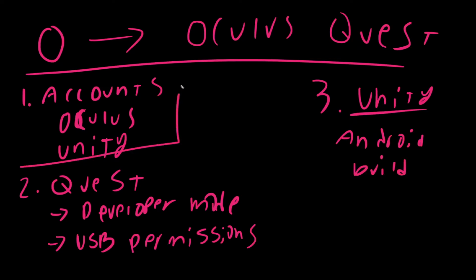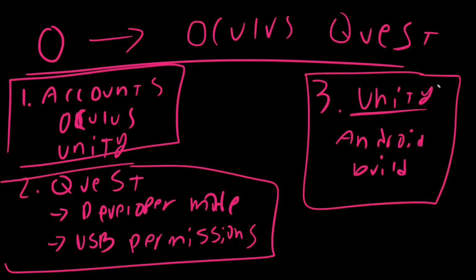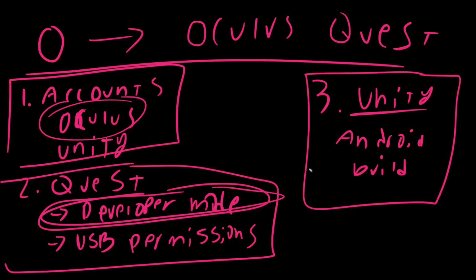So we need to get our account set up. We need to get the device set up to be able to receive developer builds. And we need to have Unity be able to create Android builds. The Quest won't let you enable developer mode unless you've gone into your account and set up a specific setting to do that. And you can make a build, but you can't get it onto the Quest unless you are in developer mode. So the first step, and it's usually where the mistake is, is to get into developer mode. So let's do that.